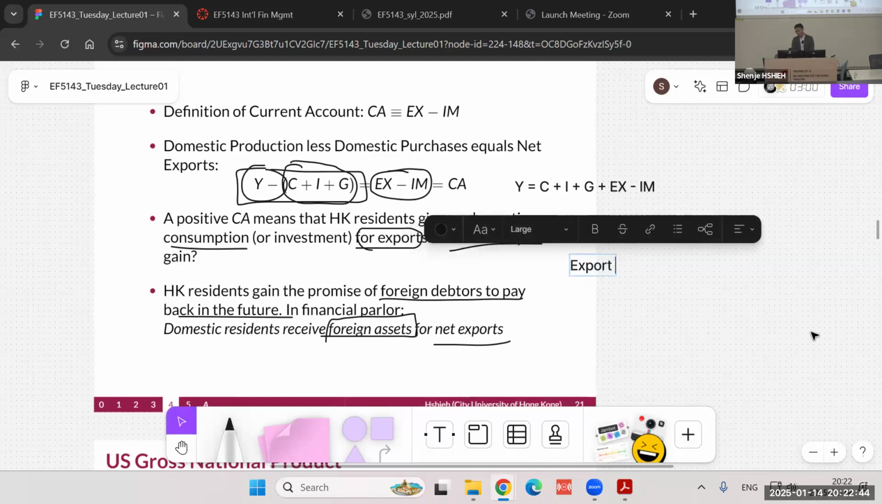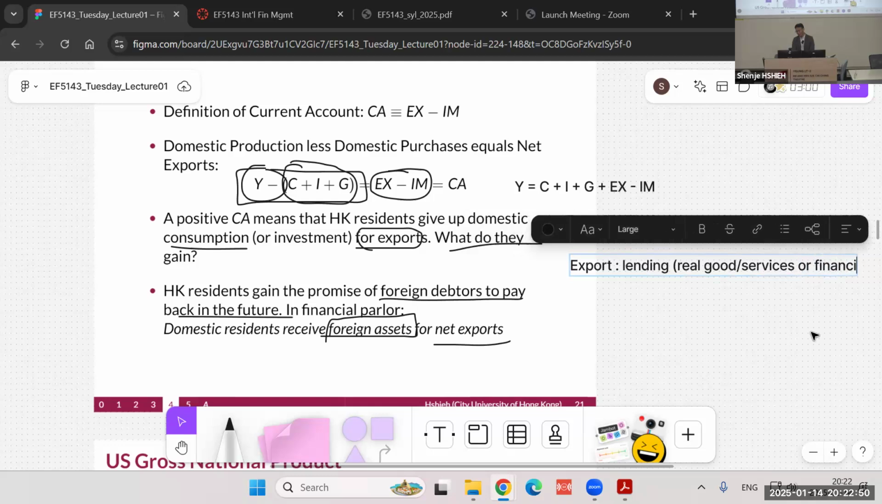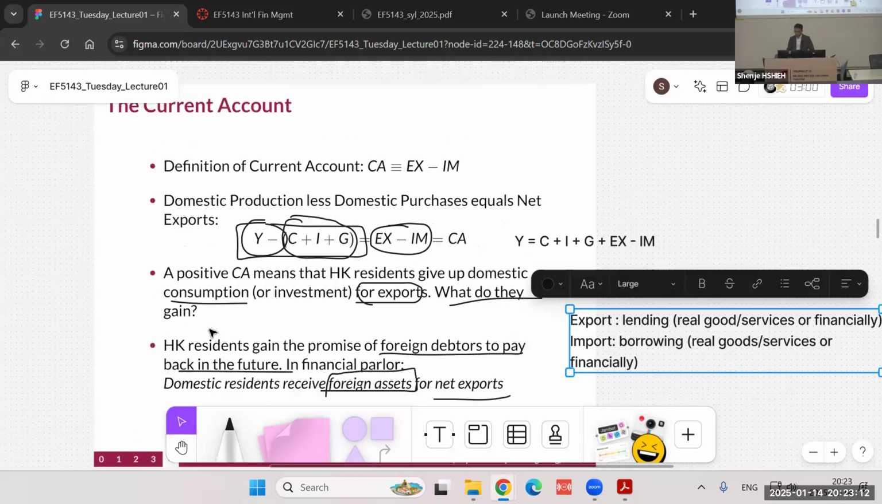So export: lending, real goods, services, or financially. Import: this is another punchline today. Borrowing, real goods, services, or financial. All right. Comments, questions?